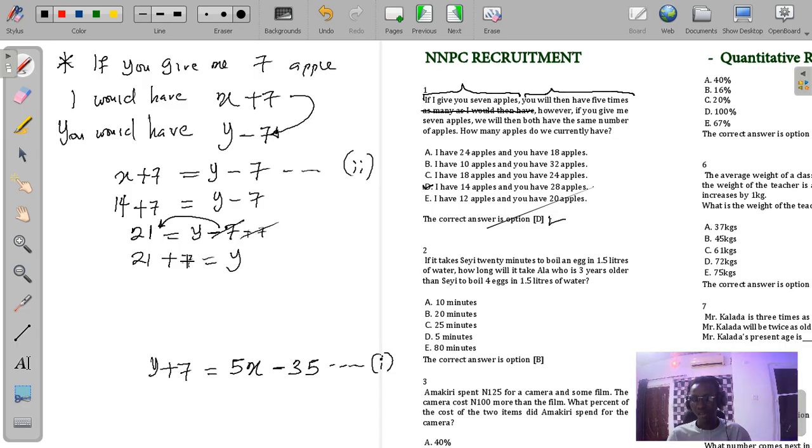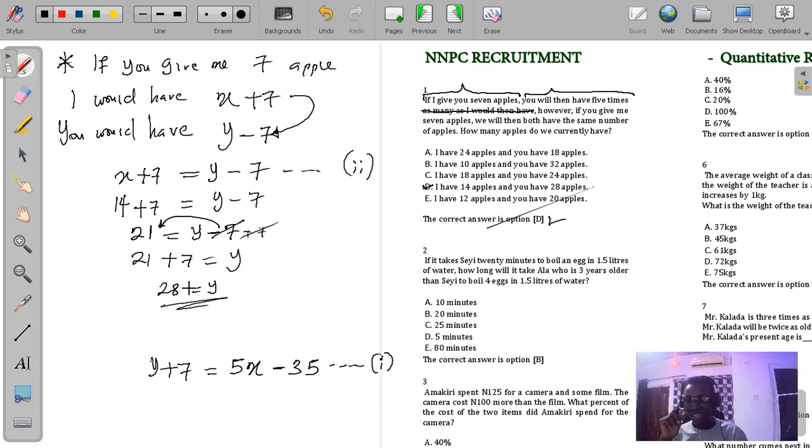Or better still, you can just say take this negative 7 to the other side of the equation. Now, this minus is for this 7. Once it crosses an equal to sign, it becomes plus. If you have plus here and it crosses to the other side, it becomes minus, and vice versa. So this is 21 plus 7, and that's 28. You see, I didn't bother to even use simultaneous equation, and I was able to get the final result.